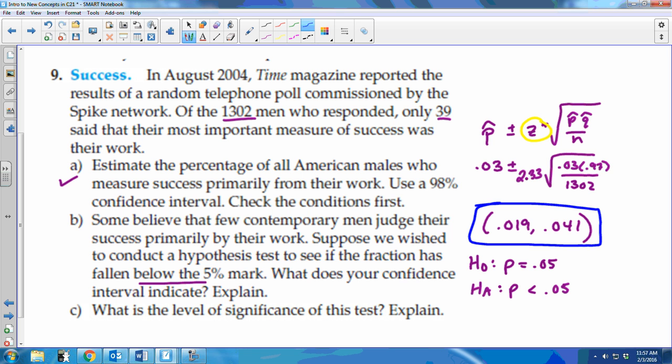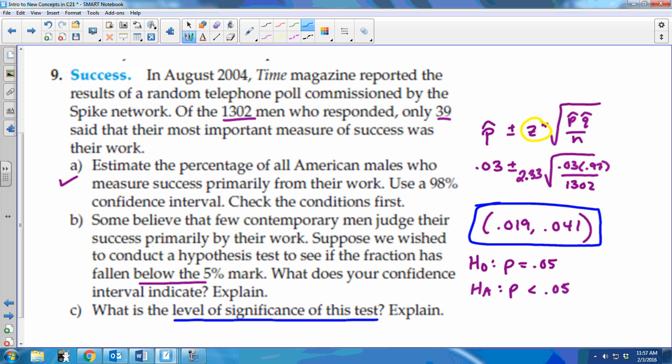All right, so we can make a conclusion. We could say 5% does not lie within the interval. It falls above the interval, so it seems like it has declined. Kind of like we do with the hypothesis test at the end. But then someone is going to say, what is the level of significance of this test? Because we didn't actually do a test. We did a confidence interval in its place.